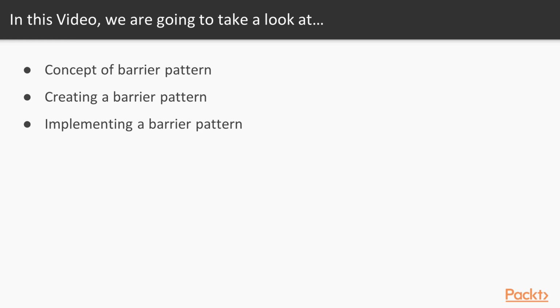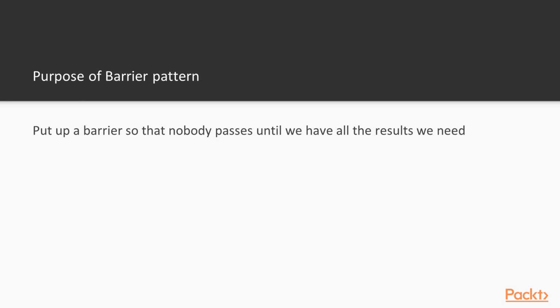In this video we're going to take a look at the concept of barrier pattern. Then we'll create a barrier pattern and implement it. Let's start. The purpose of barrier pattern is simple. Put up a barrier so nobody passes until we have all the results we need. Something quite common in concurrent applications.